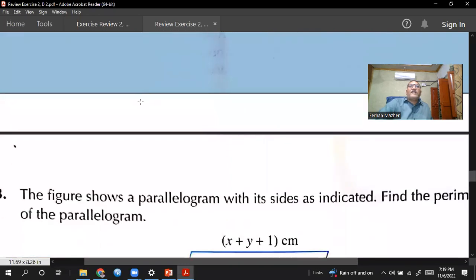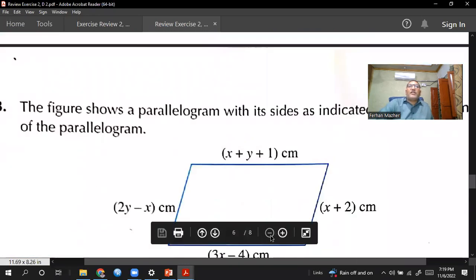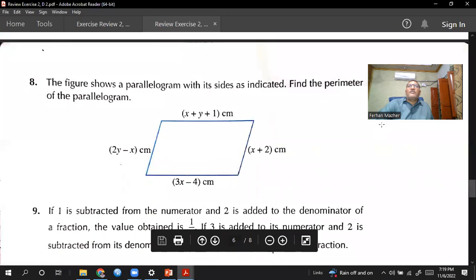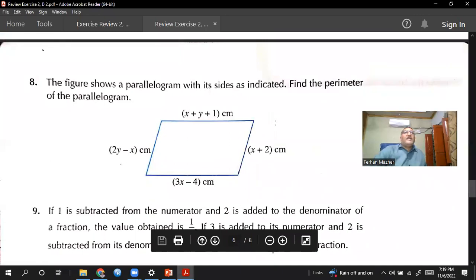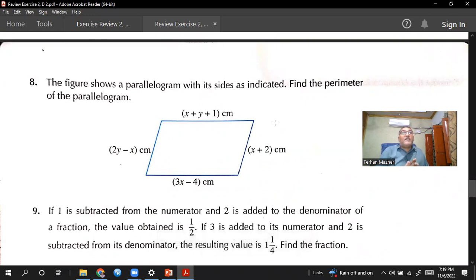Okay, so we are going to the next question, and the next question coming up on your screen is question number 8. It says the figure shows a parallelogram with its sides as indicated. Find the perimeter of the parallelogram. You see in the parallelogram, the opposite sides are equal to each other. So I will make this 3x minus 4 equals x plus y plus 1. That will be my first equation. And x plus 2 is equal to 2y minus x. That will be my second equation.